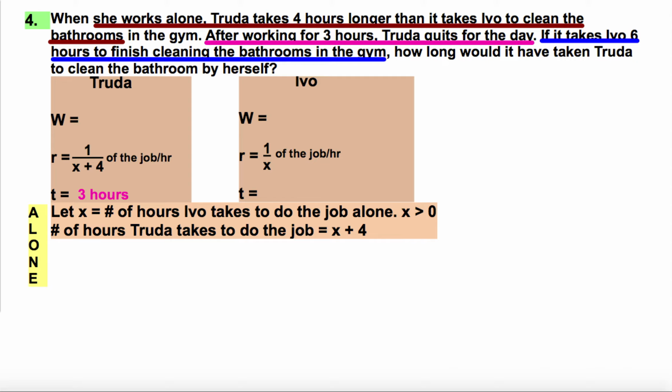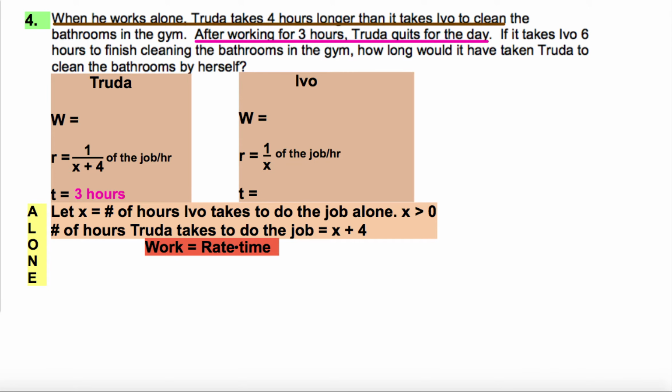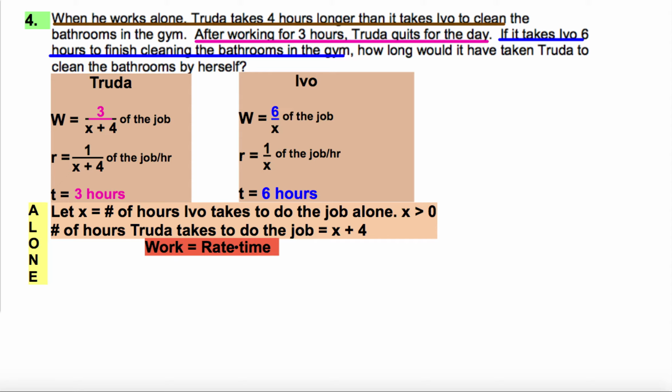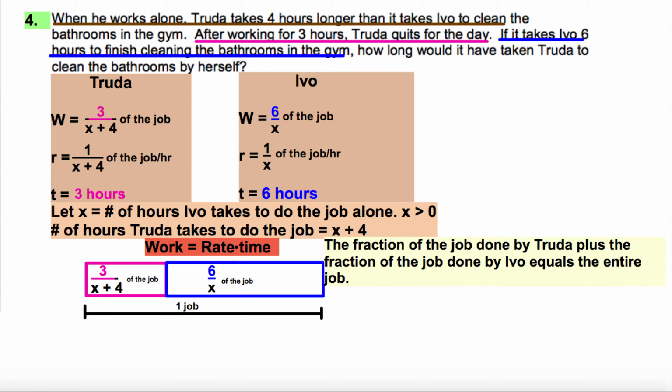Truda works for 3 hours and then quits for the day, so her time is 3 hours. And Ivo takes 6. Work equals rate times time, so for Truda her work is 3 over x plus 4. Ivo's time is 6. His work is 6 over x of the job because work equals rate times time. The fraction of the job done by Truda plus the fraction of the job done by Ivo equals the entire job.